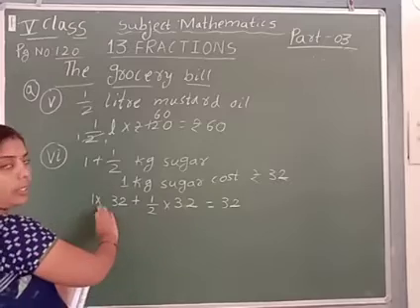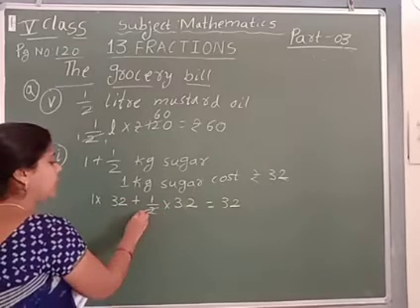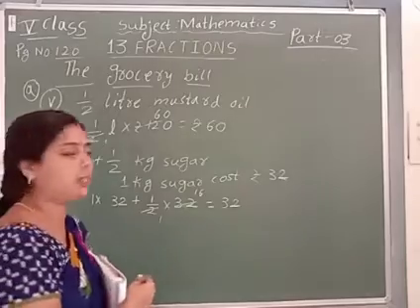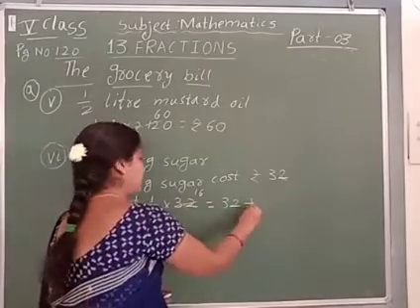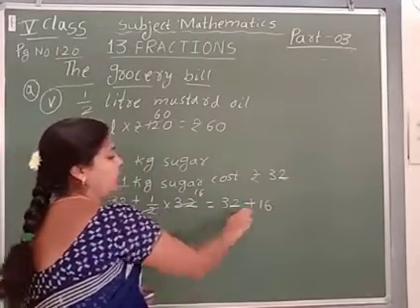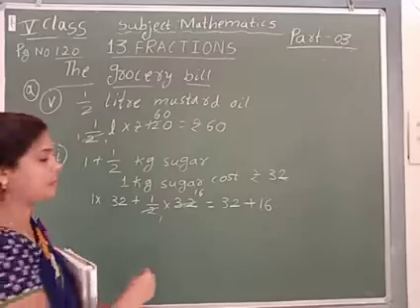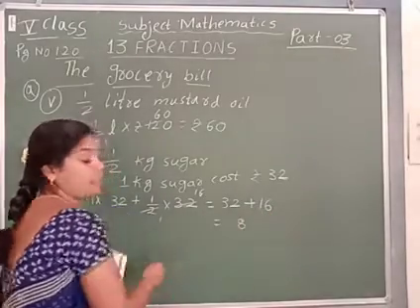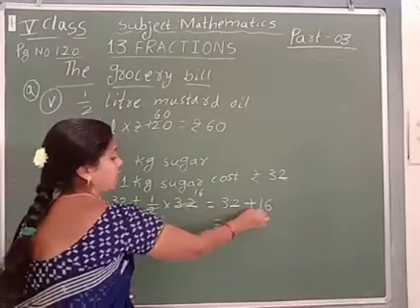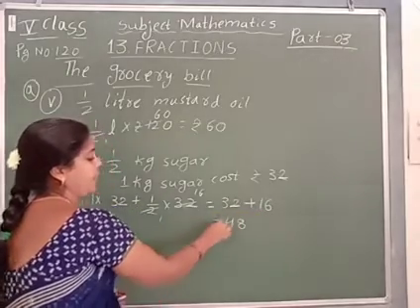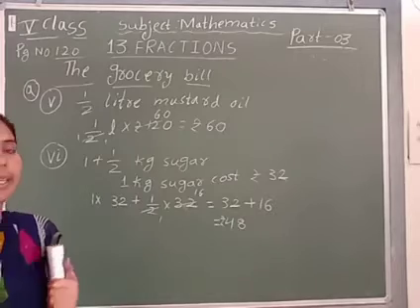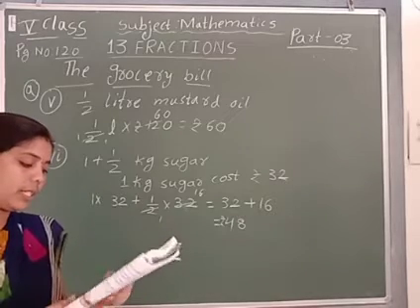Yes. Half of 32 is 16: 2 1s are 2, 2 6s are 12, so 16. Now 32 plus 16, how much is it? First add the 1's place: 2 plus 6 is 8. Then the 10's place: 3 plus 1 is 4. So 48 rupees is the sugar cost. Yes or no? Okay.